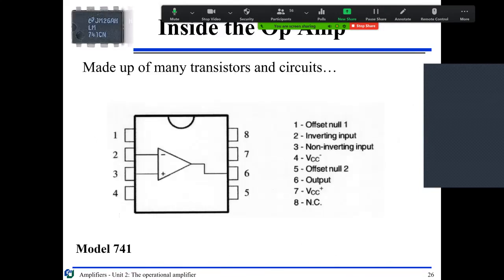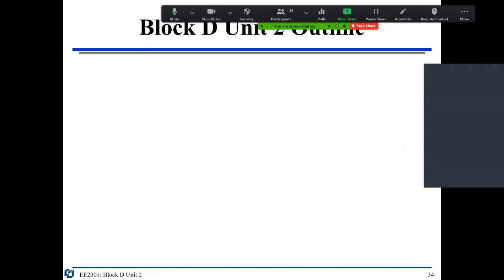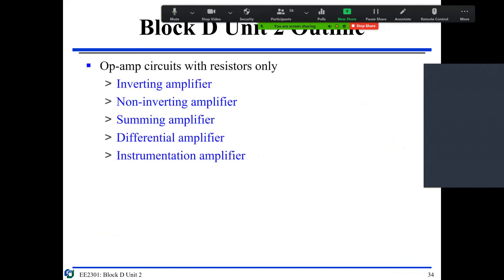Okay, so we have seen this already, and these are very confusing. So we need some basics. Okay, so let's do that. We're going to go very quickly through all these op-amp circuits.